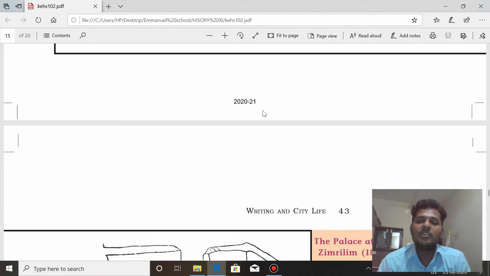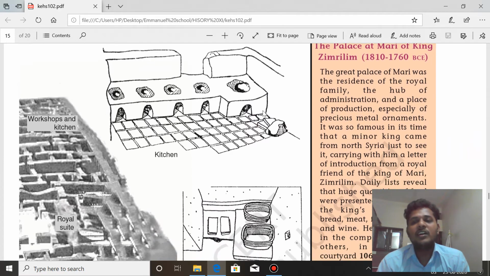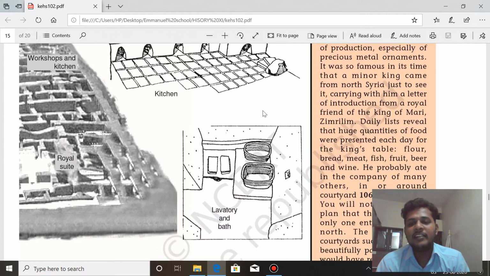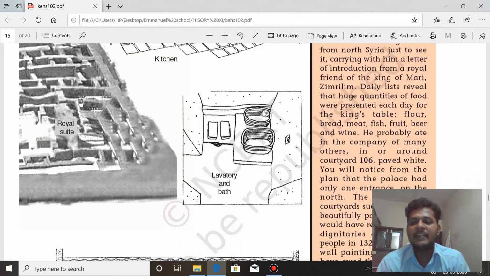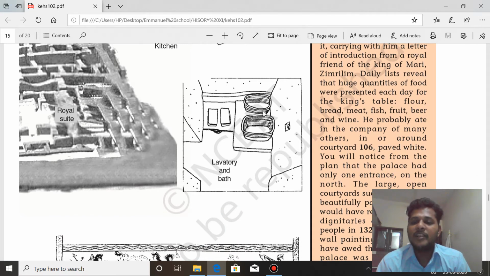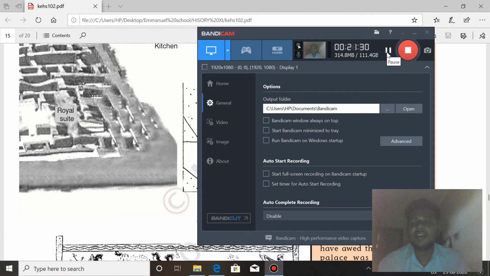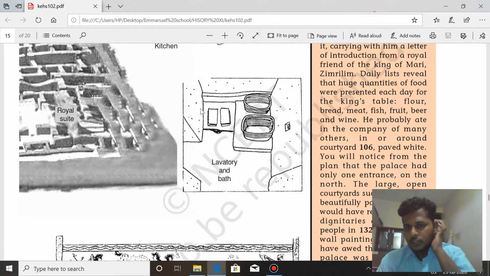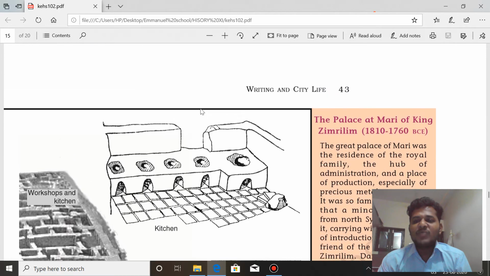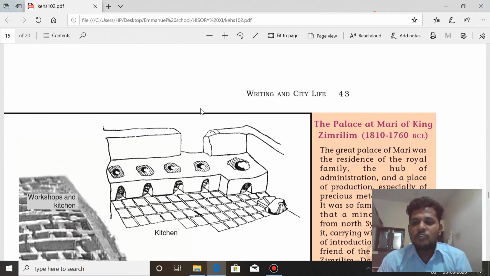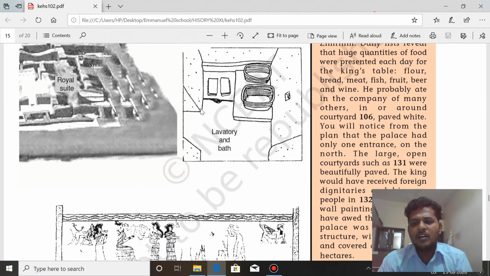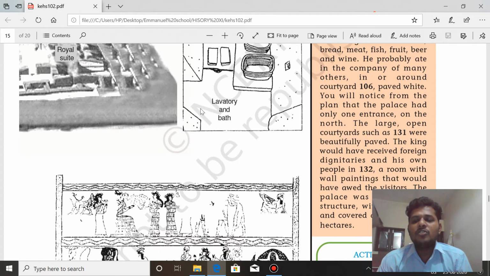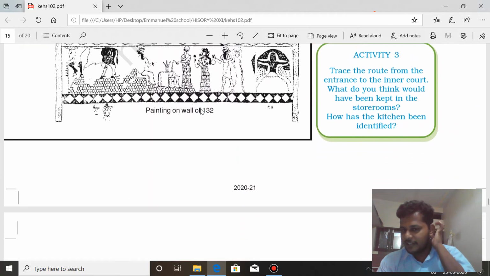Then we have the source here. This source talks about the residence of the royal family, the palace. What are the things it had? Huge quantities of food every day, the king's table, bread, meat, fresh everything. Almost hundreds ate in company, and you will notice all these people doing great service to the king. So this source is all about the palace at Mari when Zimrilim was ruling, what the palace had and how lavishly they spent the day. Almost 260 rooms and all that. Okay, fine. You can read this source.